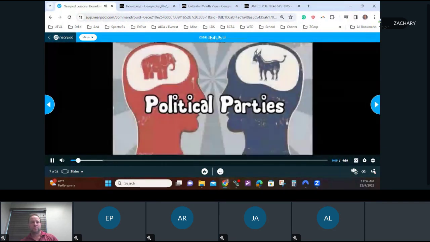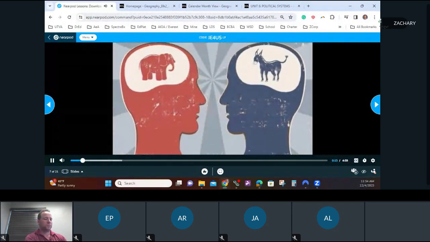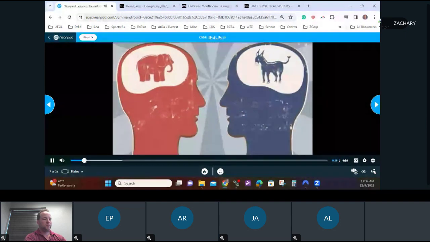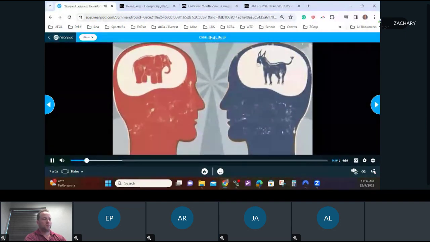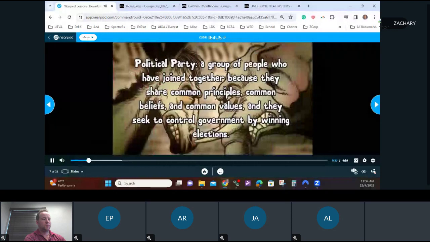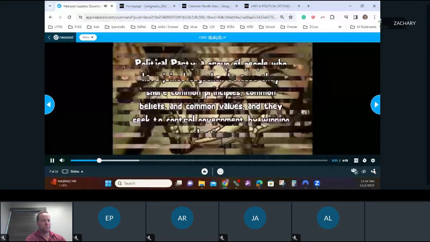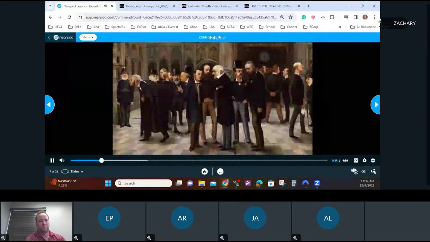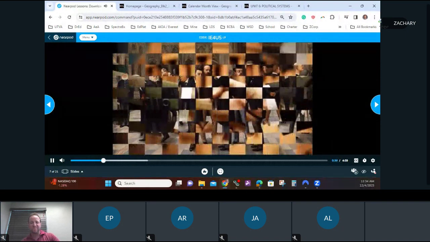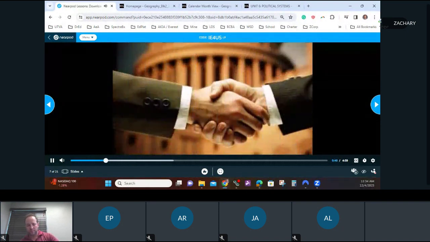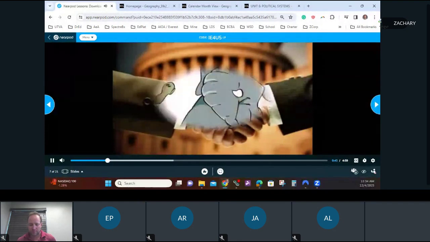There are two main political parties in the United States, the Republicans and the Democrats. What is a political party? Why are there only two main parties? A political party is a group of people who have joined together because they share common principles, common beliefs, and common values, and they seek to control government by winning elections. Members of a party work to convince the government to adopt laws, regulations, and programs which reflect their party's beliefs.